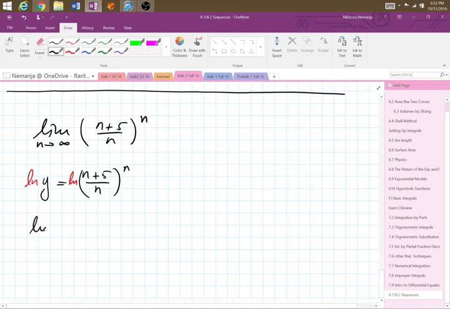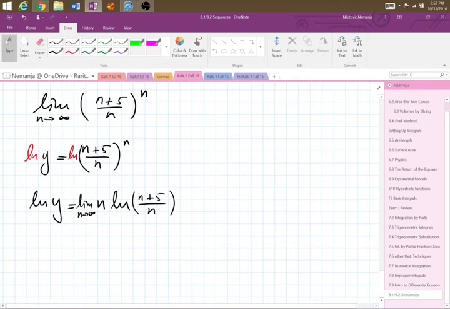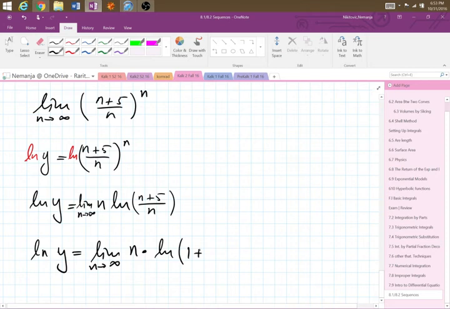So now what I have is ln y is equal to n ln of (n plus 5 over n). And I can put the limit in front, n goes to infinity. Now I'm going to rewrite one more time, but this time I'm going to write this as n times ln of 1 plus 5 over n.